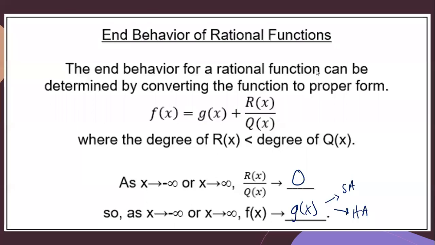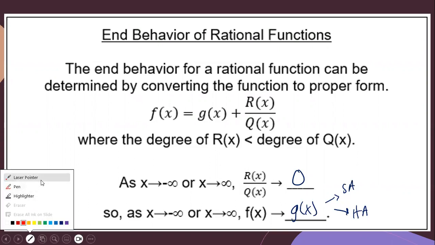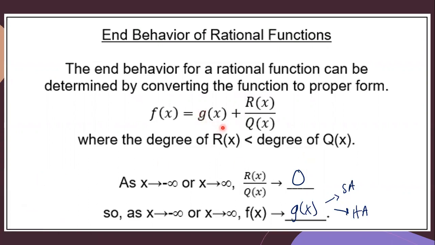Okay, so 4.4, end behavior. Here we go. Do you all see the cursor now? Good. So here, g of x is what we get when we do our long division, right?